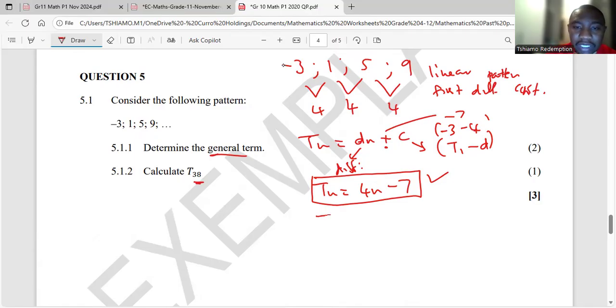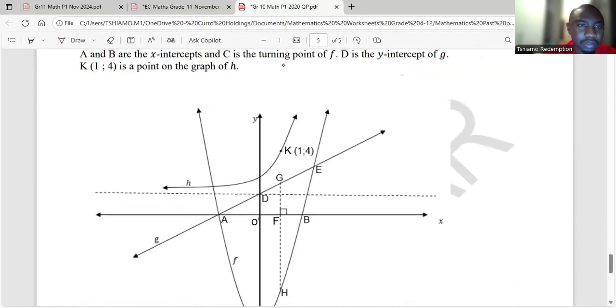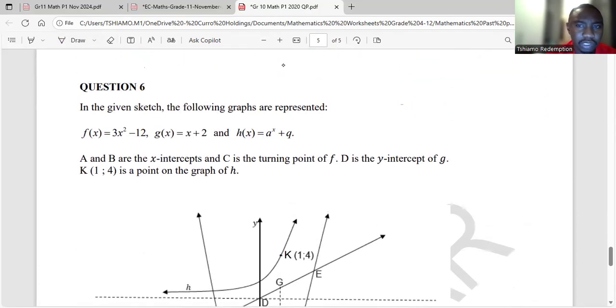Determine term number 38. So term number 38 will be, in the place of n, I substitute 38. It's 145. Yes. Okay, straightforward, nothing hectic, nothing much there. Okay, now let's do the last question.